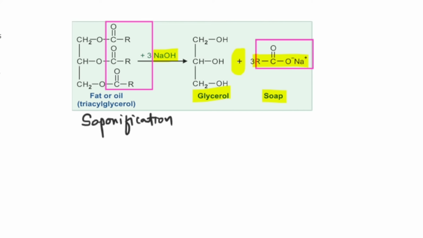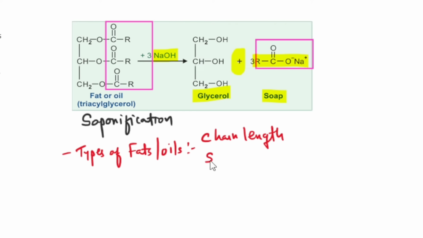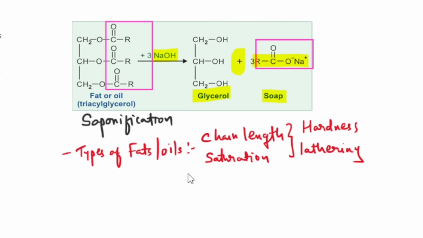Factors affecting soap formation. First is the type of fat or oil. Different fats have varying fatty acid chain lengths and saturation levels. These characteristics influence the soap's hardness and lathering ability. For example, fats with shorter or more saturated fatty acids produce harder soaps. Second is the strength of the base.